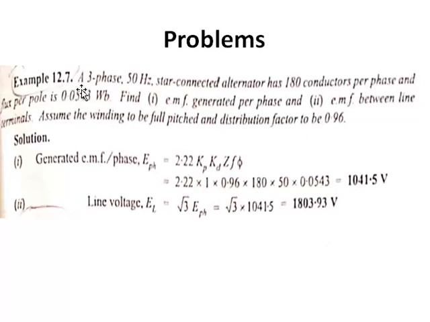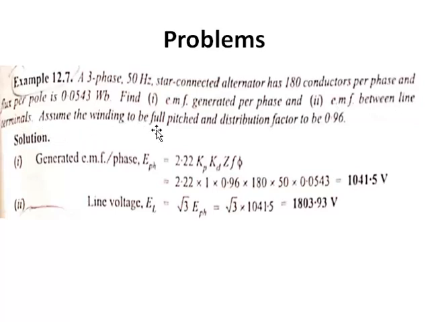Now we can see this problem. A 3-phase 50 Hz star connected alternator has 180 conductors per phase. So Z is equal to 180 conductors per phase, and flux per pole phi is given as 0.0543 Weber. What we have to find? We have to find the EMF generated per phase. Second one is the EMF between the line terminals. So you have to remember it is star connected.